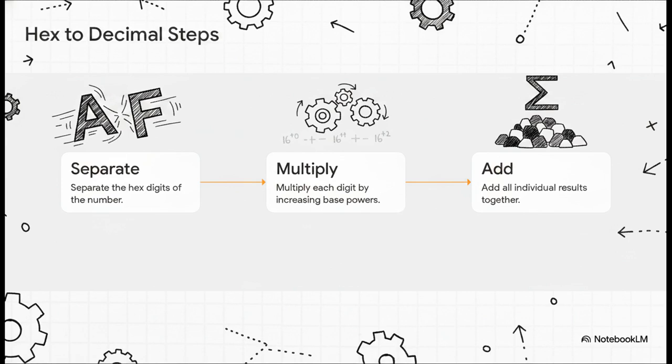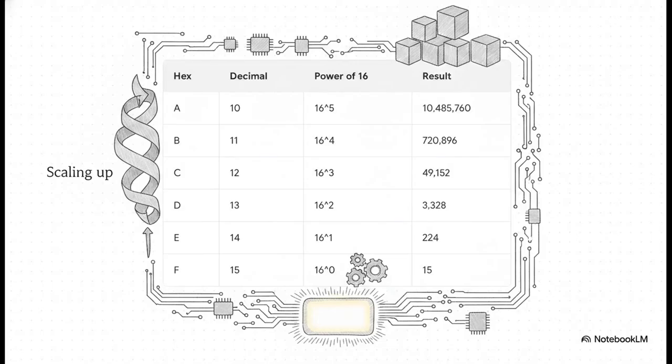Step 1, we simply separate the hex digits. Step 2, we multiply each digit by increasing powers of 16. And we do this starting from the right side and moving to the left. And finally, step 3, we just add all those individual results together. It's essentially our guide to systematically unpacking a complex cipher. Let's see this process in action, because it is pretty wild how fast this scales.